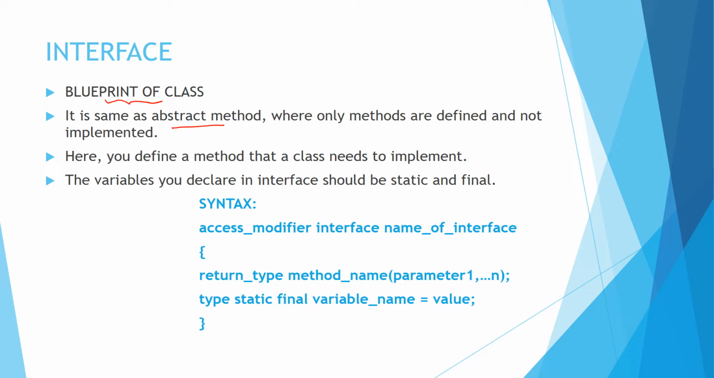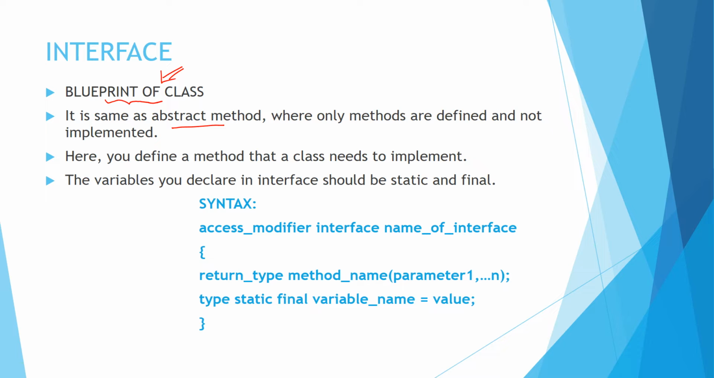And the variables you declare in an interface should be static and final. So this is the concept of interface here. So what is interface? It is a blueprint of the class and it is same as abstract method, and here methods are defined and not implemented. And if you're going to declare any variables in the interface, it should be declared as static and final. So see the syntax of interface here.